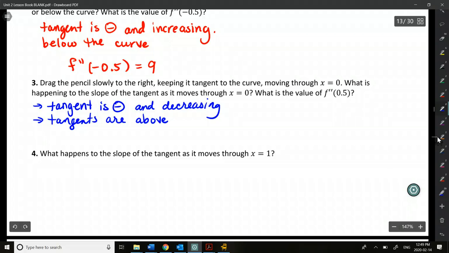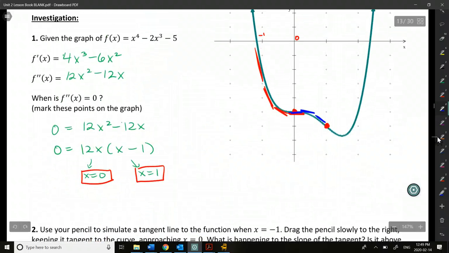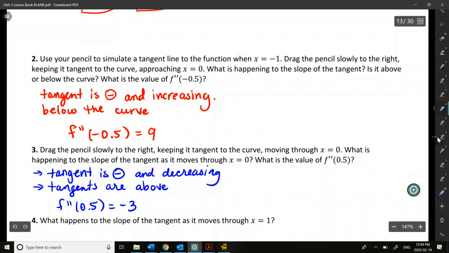So it goes from 0, and then after that, it starts getting more and more negative. Right, so we're kind of saying as it moves through 0 and then afterward. So I'm taking a look at this little section right here, okay? From 0 to 1. Okay, and what is the value of f prime prime at 0.5, Anita? -3, perfect.